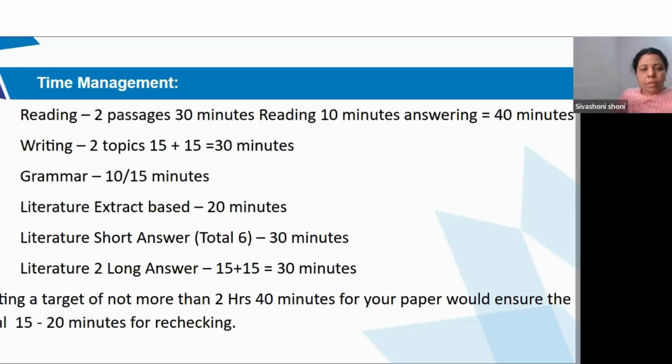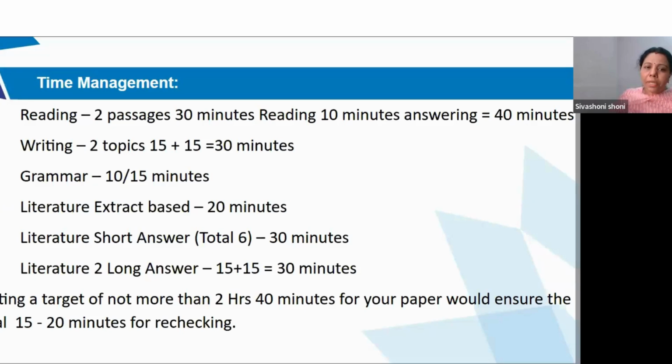When it comes to grammar, it is so easy that you can finish it in 10 minutes itself. Now coming to extract based literature questions, I would have given 15 minutes, and definitely you can finish in less, but sometimes a question would be competency based, so you have to think a little: is it there in the text or in the connected text? So take a maximum of 20 minutes.